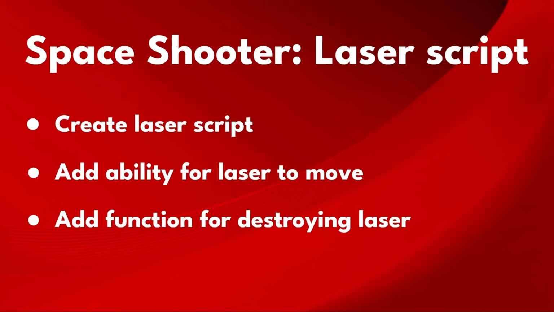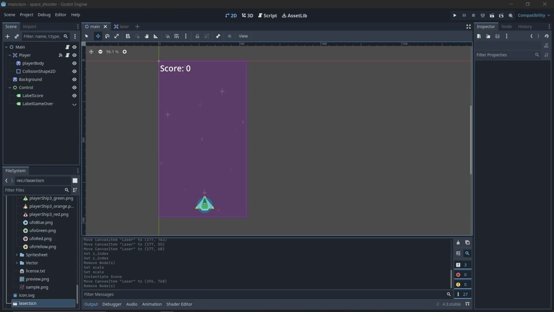All right, so in this section, we're going to create the laser script. We're going to start off by creating the script itself. Then we're going to go ahead and add the ability for the laser to move. Then we're going to go ahead and add a function for destroying the laser when it collides with an enemy. Let's go ahead and get started.